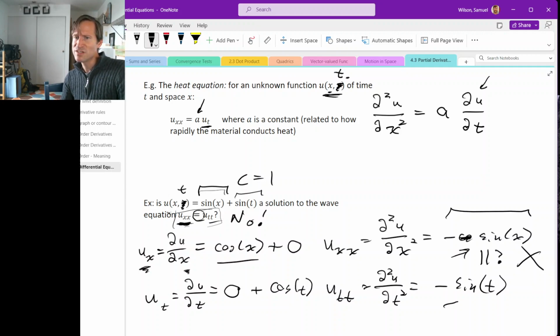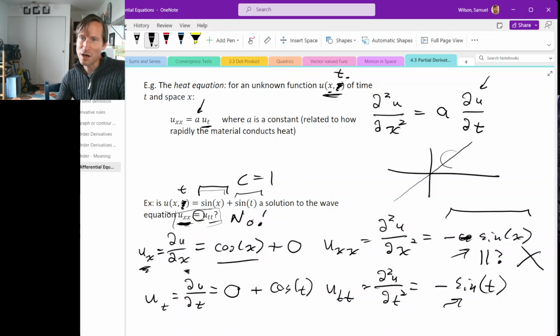Notice that these two functions are equal to each other for certain spots in the xt plane, right? In fact, they are equal to each other along the line x equals t, for example. But we are looking for a function that satisfies this differential equation on a patch, by which I mean a two-dimensional region with some extent. I won't say exactly what I mean. We need an open set, basically, an open domain.